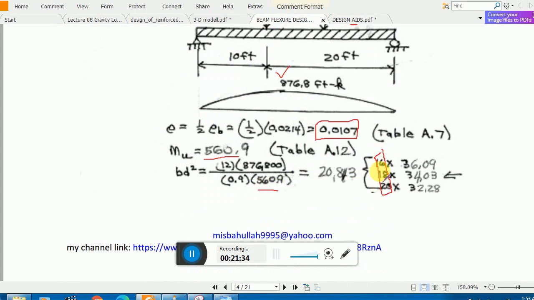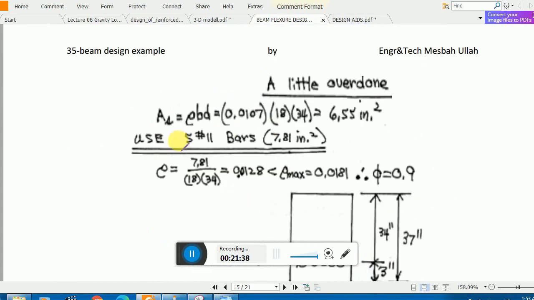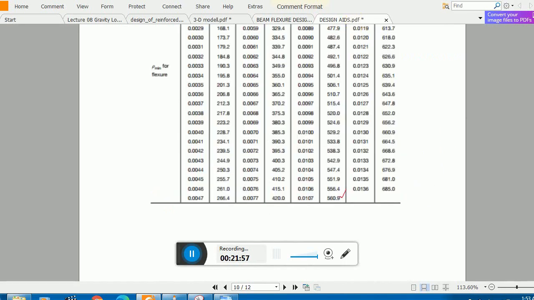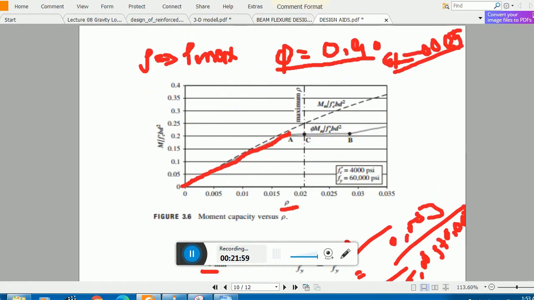Assume any appropriate value of b, and find out your depth value. Decide one section, find the area of steel, and again decide the number of bars. Okay, and find your rho. Check it against the limitations, whether it is less than rho max and greater than rho minimum, so you are eligible to use 0.9. If not, then you have to recalculate your phi value. From what? From that formula as I explained here.